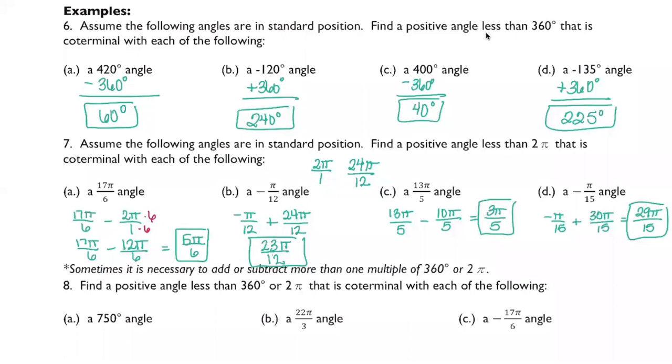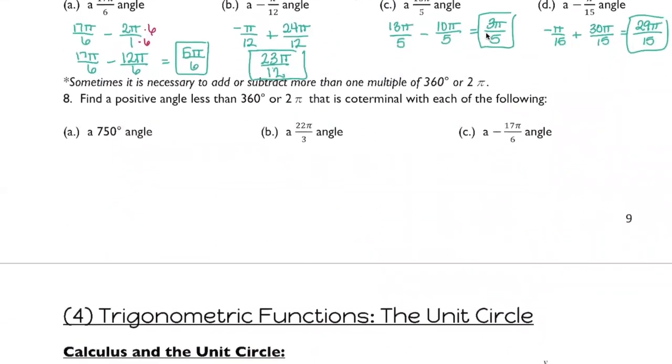Okay, so again, we need to subtract on part C and we need to add on part D. So these are the answers that you should end up with. Now, as we've seen, we're not limited to only one extra rotation. We can go around the circle as many times as we want. So if your number is very large, then you might need to add or subtract more than one multiple of 360 or 2 pi, depending on your units.